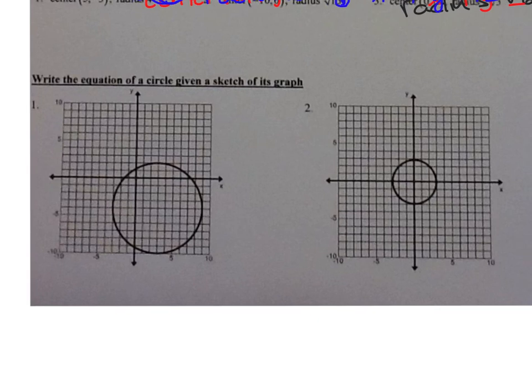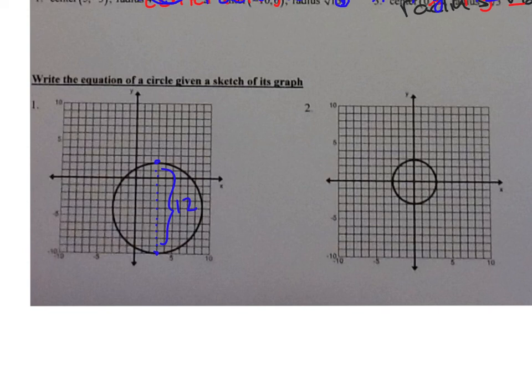So it says to write the equation of a circle given the sketch of its graph. In order to write the equation, you have to identify the center and the radius. So find the diameter, count the diameter. So I have 1, 2, 3, 4, 5, 6, 7, 8, 9, 10, 11, 12 is my diameter. So my radius would be half of that, and that would be 6.